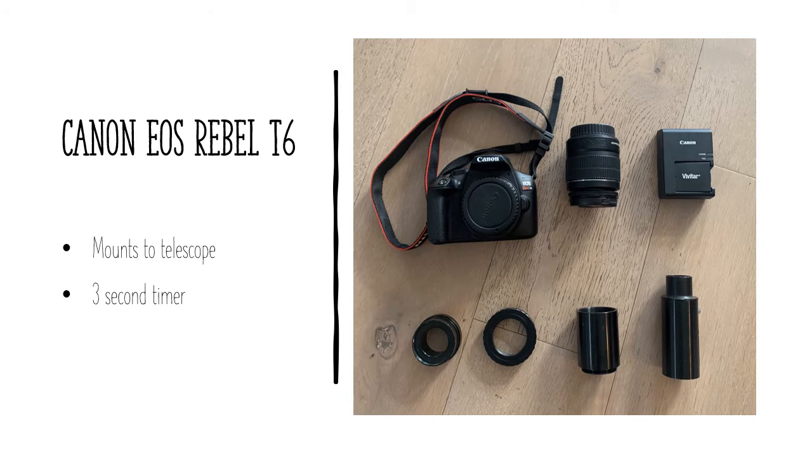The Canon EOS Rebel T6. This is the camera I use to capture my photos. You can attach metal pieces to the camera to be able to mount to the telescope. I recommend using a 3-second timer to eliminate the chance of your photo being blurry.